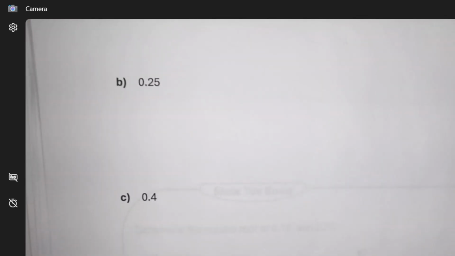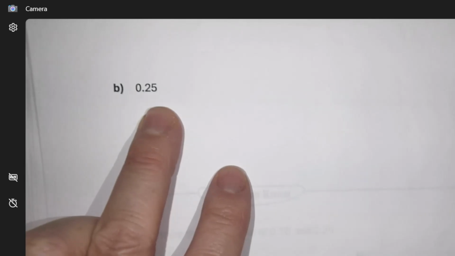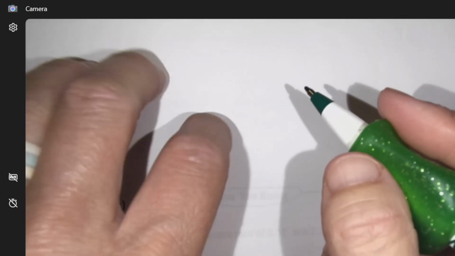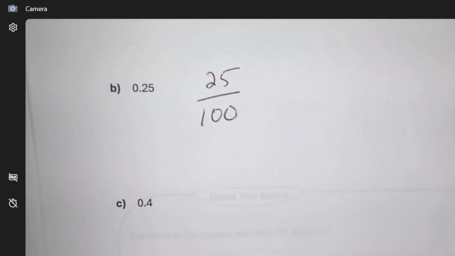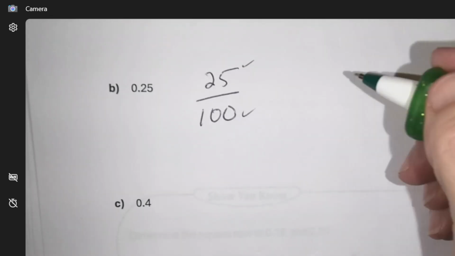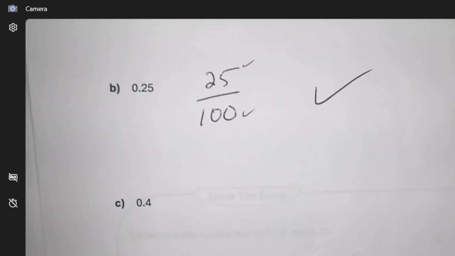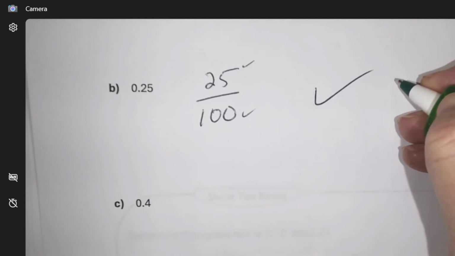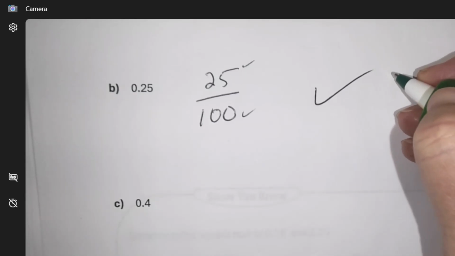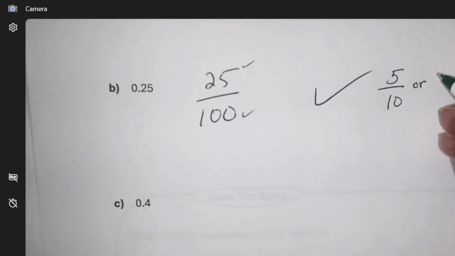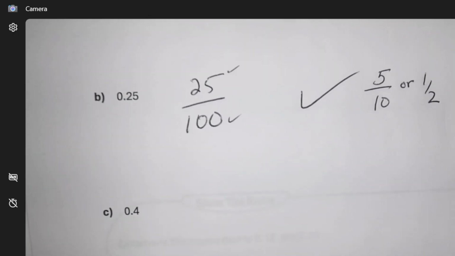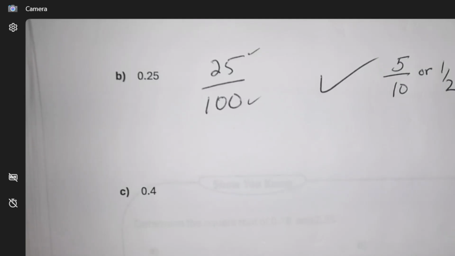Okay. Not a calculator question. Is this a perfect square? So tell me what that is as a fraction first. 25/100. Is that squareable? Is that squareable? Yes. Yes and yes. So yes, that is. So what is the square root of that? 5/10 or 1/2? 0.5. 1/2. I'm right.